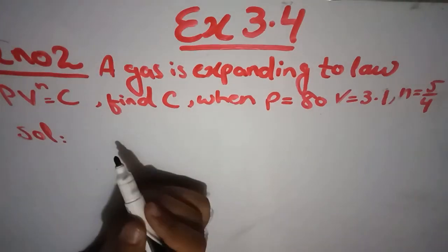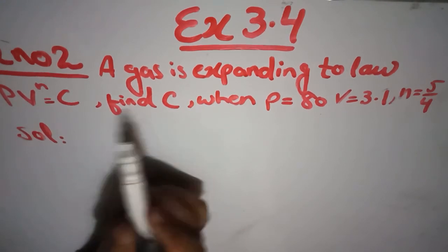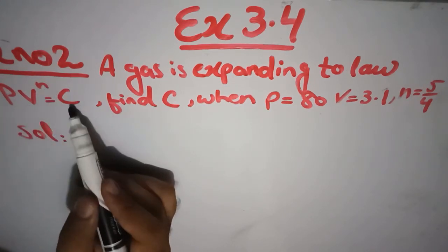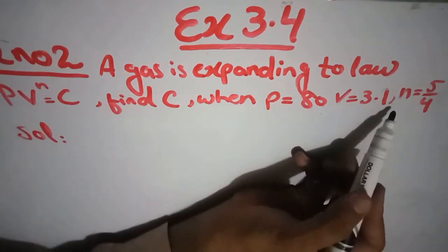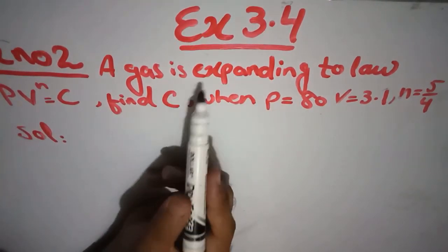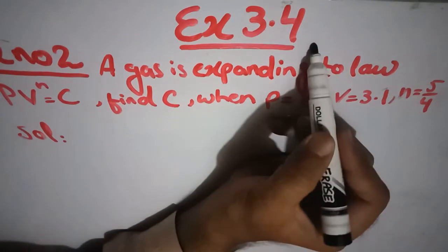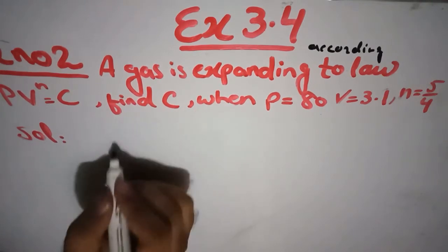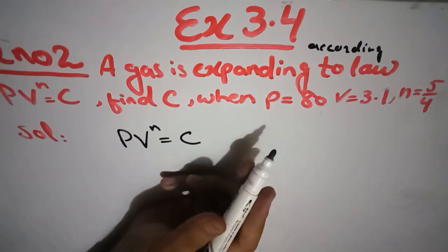Now let's move towards the second question of exercise 3.4. In exercise 3.4 you have just this relation, PV to the power n is equal to C. So you have to take this relation, put these values into it and find the value of C. The gas is expanding according to the law PV to the power n is equal to C. So I'm just taking the relation PV^n = C. Now put the values that you have.